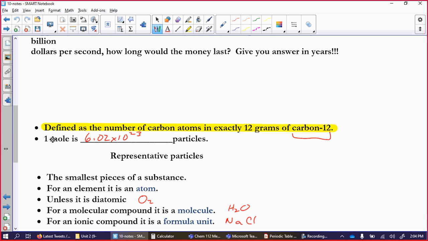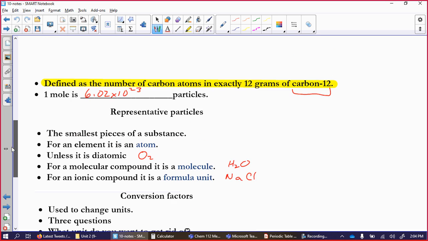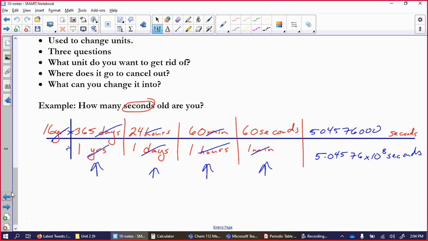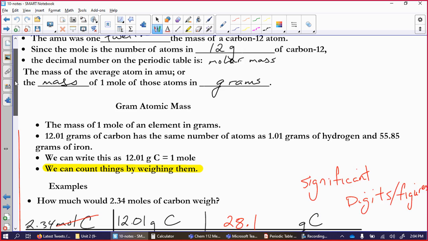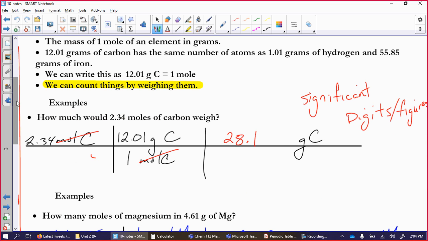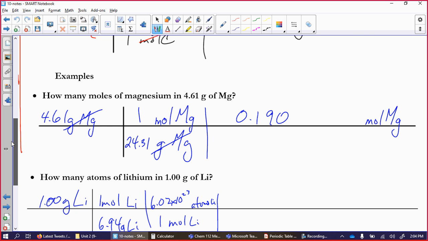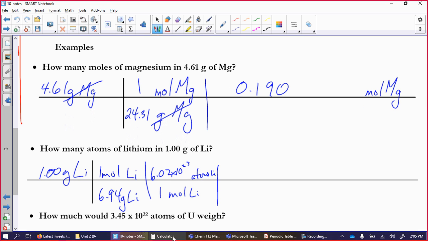Avogadro's number is technically that. A mole is an Avogadro's amount of particles, and we can do all sorts of things. We can do fancy unit conversions. When we get to stoichiometry, we're going to do 3-step ones. Atomic mass is a 12th the mass of a carbon-12. Because the mole is the number of atoms in 12 grams of carbon, everything is just scaled up based on that. We looked at converting moles to grams by multiplying, and converting grams to moles.